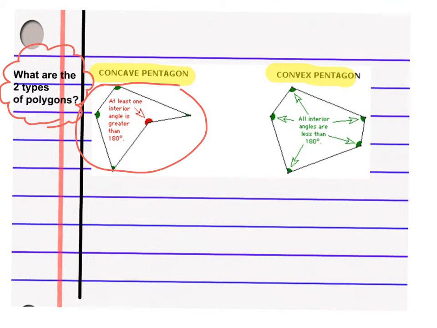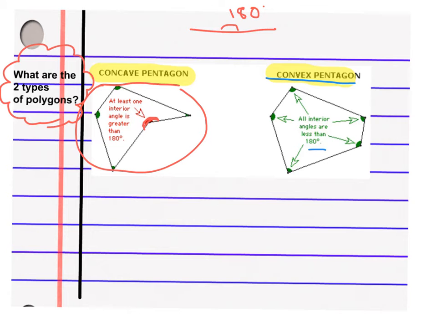And remember, 180 degrees is a line. So these kind of look like they're caving in, but the interior part of the angle is bigger than 180. Okay, convex is a little more common, but all interior angles are less than 180 degrees. So those are your 2 definitions.